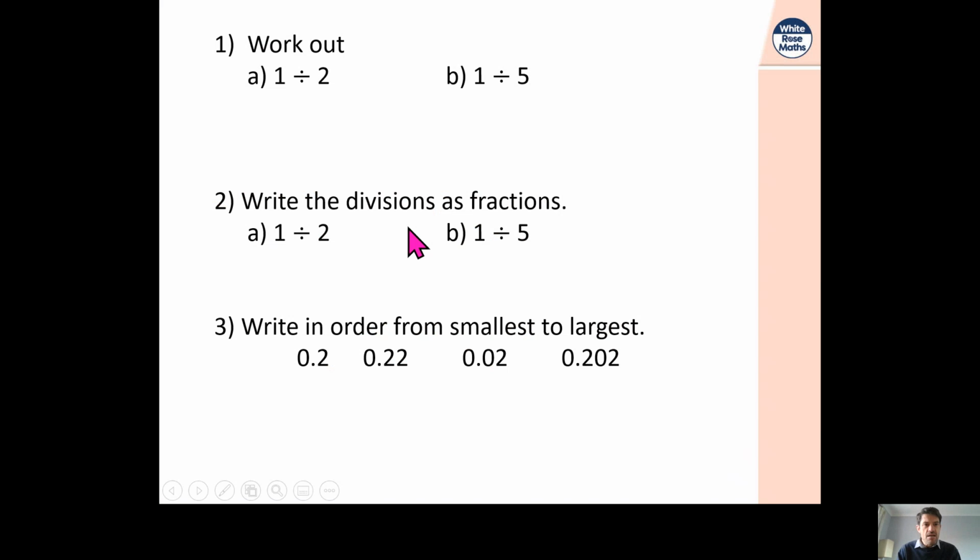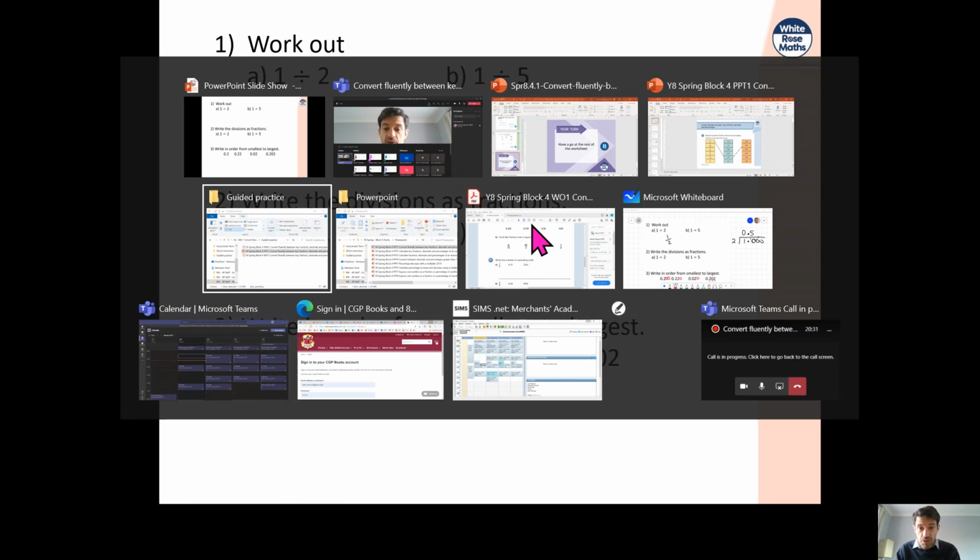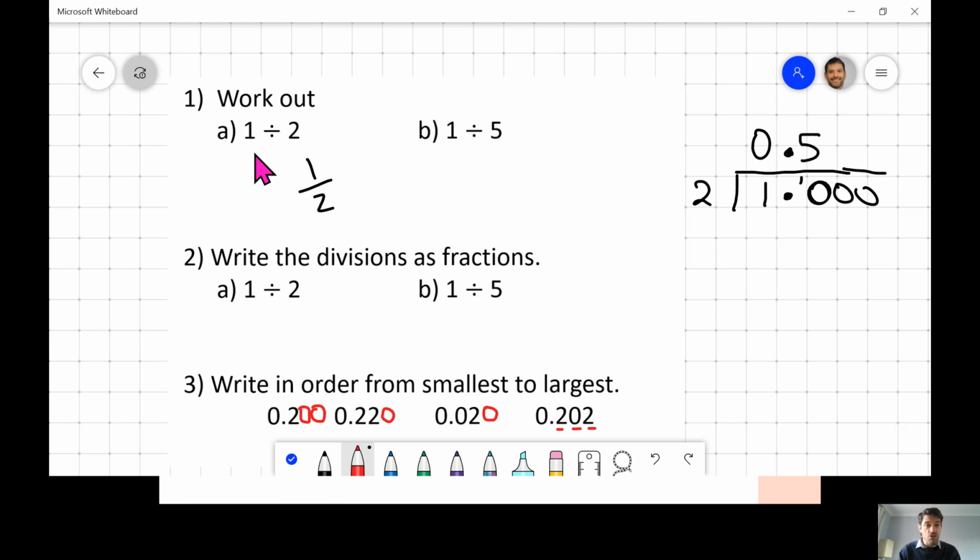So if you can begin here, what you need to do is work out these answers: 1 divided by 2, 1 divided by 5, and then write these divisions as fractions. I just want to draw your attention across to here. In order to convert any division like this, we could just use the bus stop. Now it's peculiar because it's 1 divided by 2, so when you put it in the bus stop, the smaller number goes within the bus stop, but that just means you put a decimal point and a couple of zeros. Then we can go, how many 2s in 1? 0, carry the 1. How many 2s in 10? 5, and we're done.